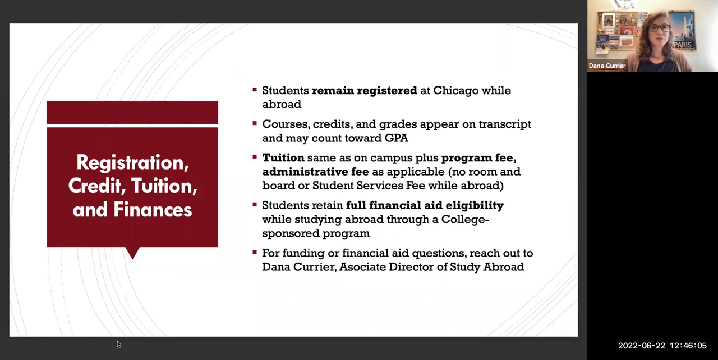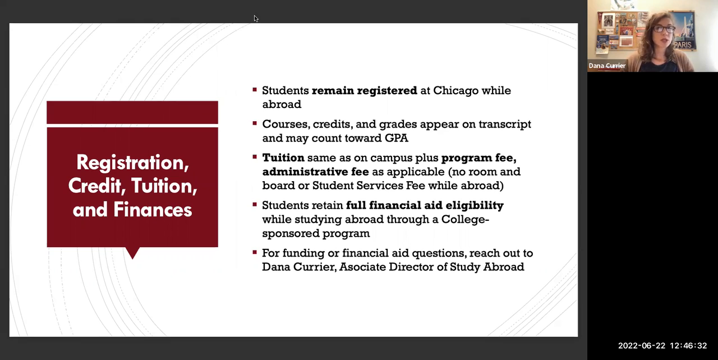And just a couple of basic parameters for how these programs work. So as I mentioned in direct enrollment, and it's true for all of our programs, you remain registered at Chicago while you're abroad. So you do not need to apply for transfer credit or anything like that. The credits and the grades will show up on your transcript, and in most cases will count towards your GPA.